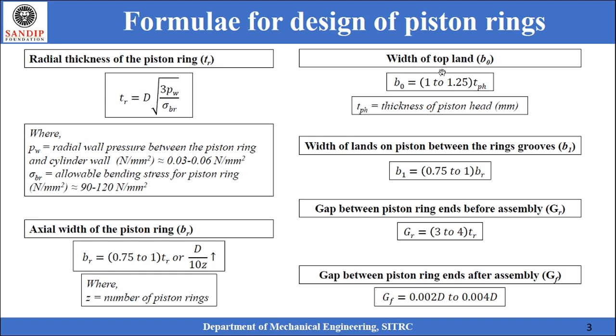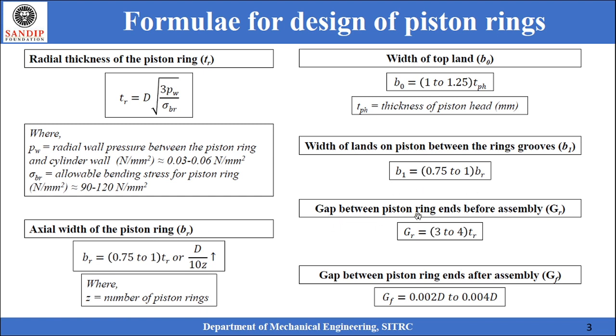Next formula is for the width of top land, that is B0. It is 1 to 1.25 times thickness of the piston head. Width of lands on the piston between the rings groove, that is B1, is given by 0.75 to 1 times BR, which is axial width of the piston ring.